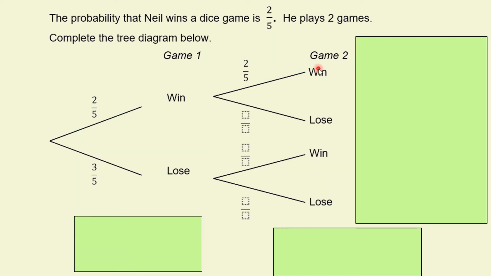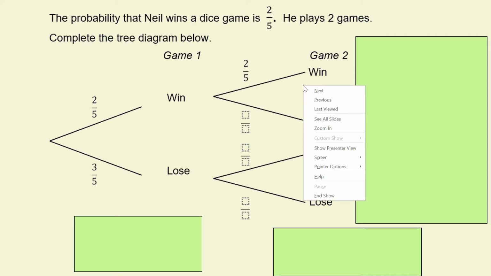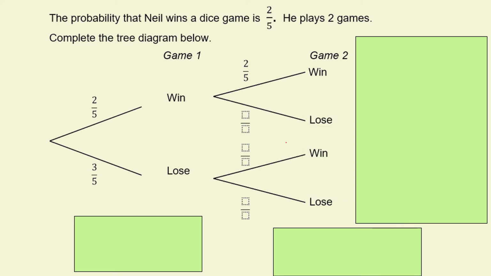Okay, so he could win the second game after he's won the first game, or he could lose the second game after he's won the first game. If he lost the first game, he could win the second one, but he could also lose the second one. And I've still put 2/5 here because I know the probability that he wins a dice game is 2/5. What goes on the lose bit here? What fraction would I write there? 3/5 again, yeah, just the same. So just as we had before, that's going to be 3/5. 3 out of the 5 times, he's going to lose. What goes here on the win after he's lost the first time?